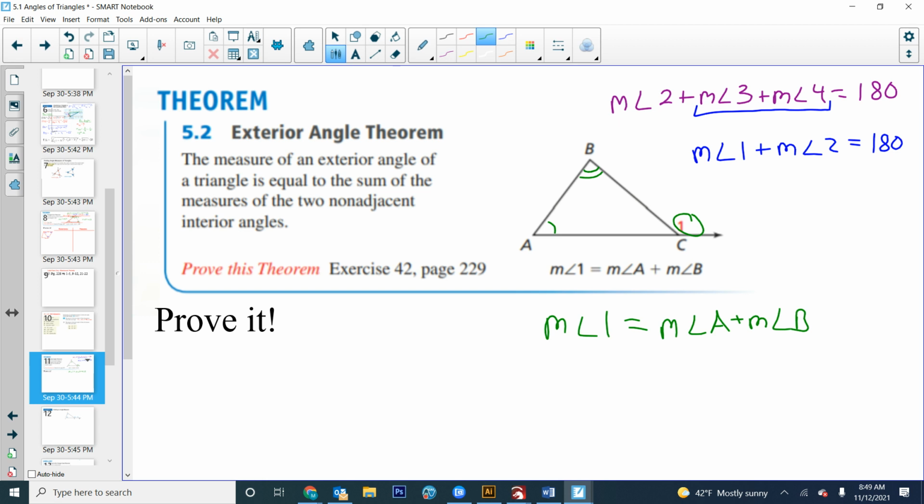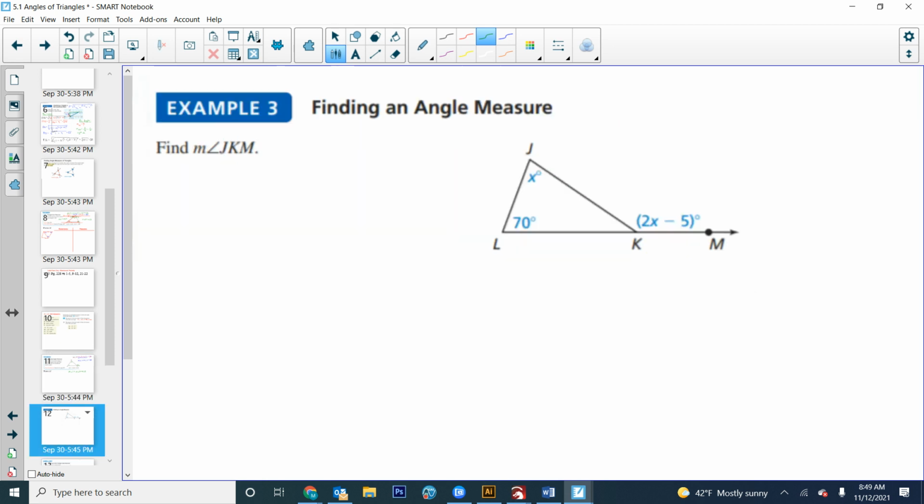The old book called them remote interior angles. Remote means far away. Remote control. Control TV from far away. All right, remote. Remote island. Far away. These two angles are far away from 1. They're not the one next to it, not adjacent to it. They're far away. So this angle out here is equal to these two added together. Let's use that now, okay?